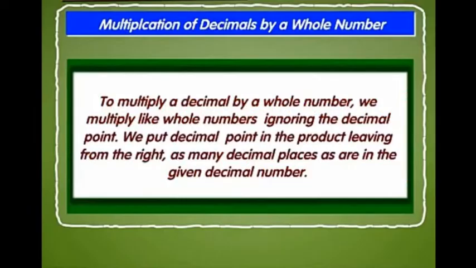First, let us discuss multiplication of a decimal number by a whole number. To multiply a decimal by a whole number, we multiply like whole numbers ignoring the decimal point. We put the decimal point in the product, leaving from the right as many decimal places as are in the given decimal number.